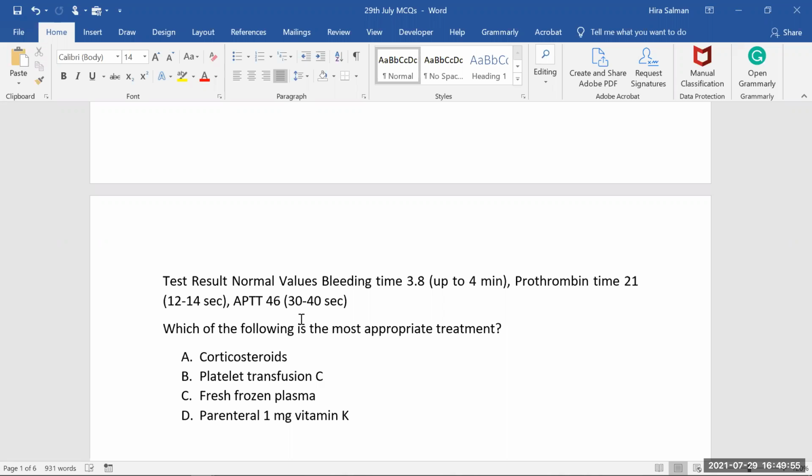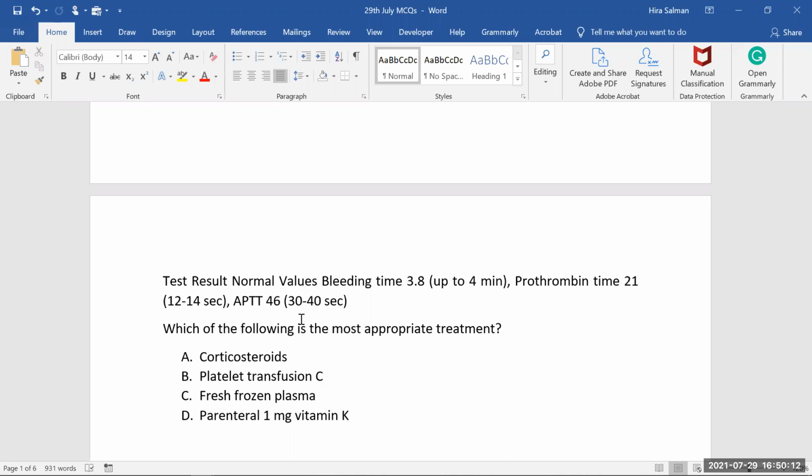And why is the baby having high clotting time? Then think that maybe the baby is having some clotting factor deficiency. So if factor 8 or 9 is deficient, that disease is called hemophilia. And if 2, 7, 9, 10 is deficient, that disease is called hemorrhagic disease of the newborn. Are you getting me?